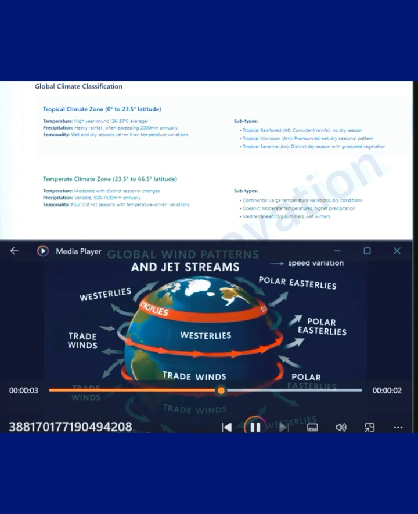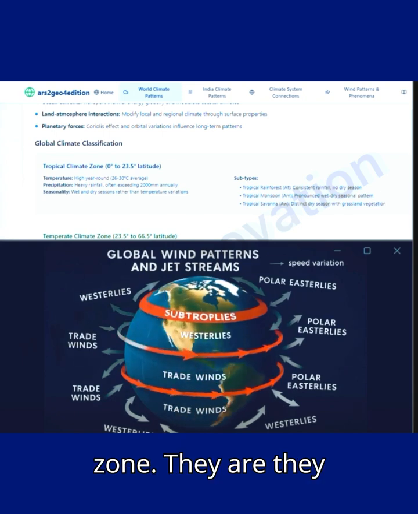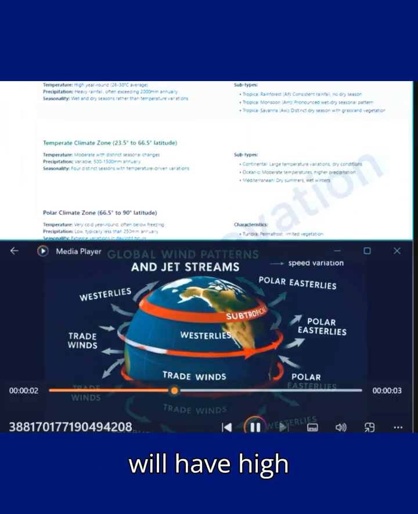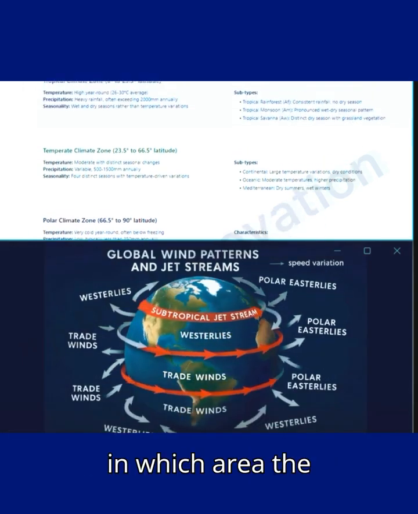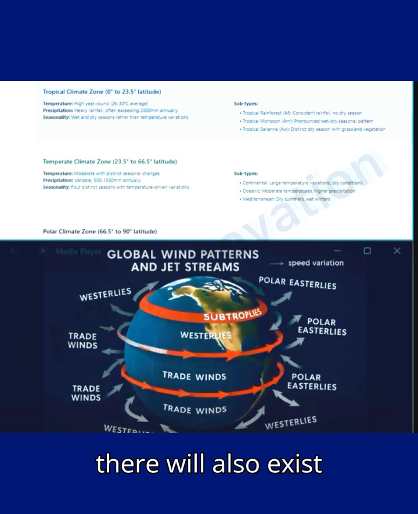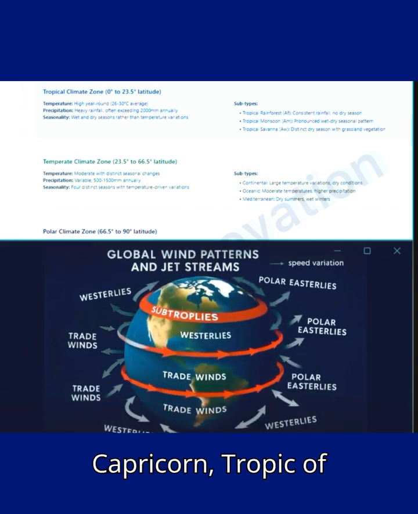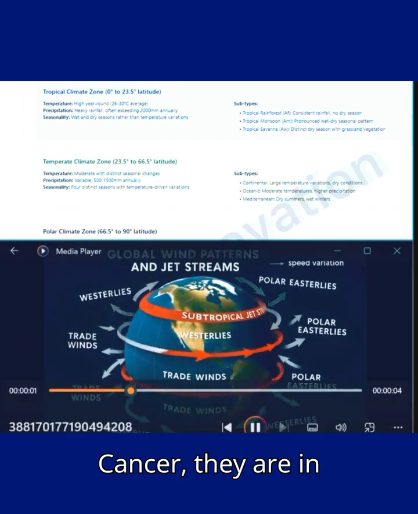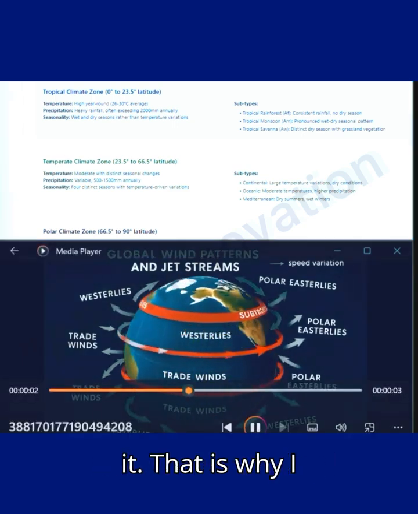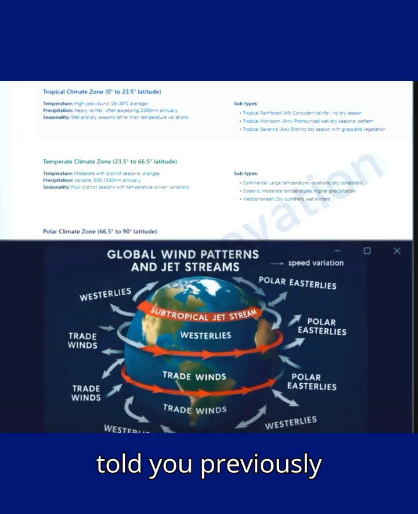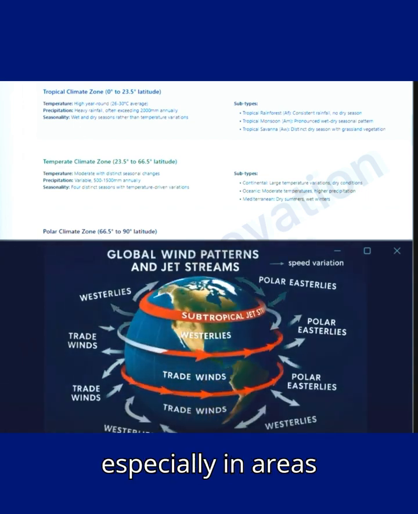Let me explain this tropical climate zone in short form. TCZ, tropical climate zone. They have high temperature year round, but low temperature variation throughout the year, in the tropical region. There is also high solar radiation because the sun is often directly overhead around the Tropic of Capricorn and Tropic of Cancer. The equator lies in between them, so they surround it. That is why I told you previously the sun is often directly towards them.